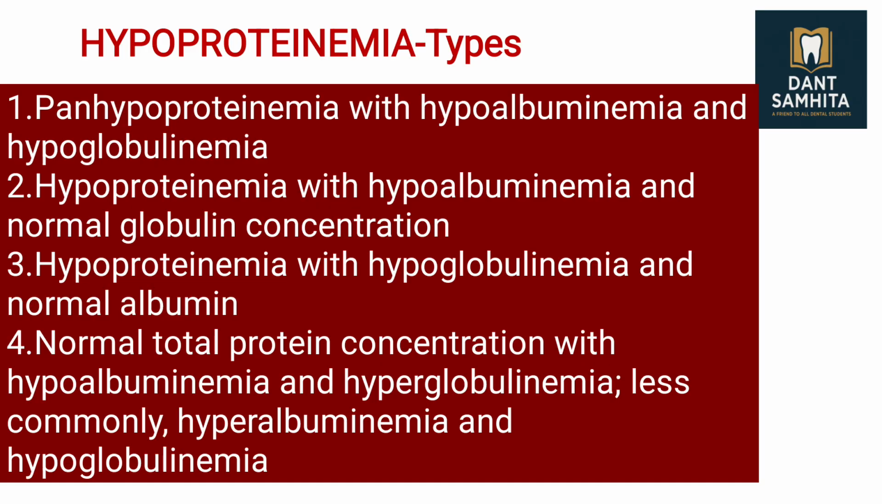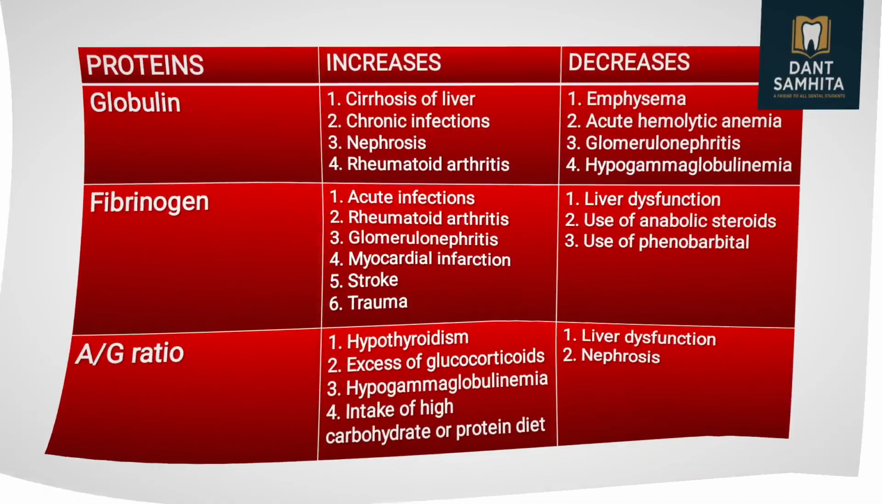So what are the four different types? In the first, both have reduced: your albumin level and your globulin level have both gone down. In the second, albumin has gone down, but your globulin level is normal. The third type is where your globulin level has gone down, but your albumin level is normal. And the fourth type is where your albumin level has gone down but your globulin level has gone up, which is very less commonly seen. Among this there is one more, where your albumin level has gone up and your globulin level has gone down. This is very, very important.